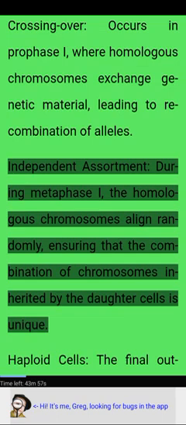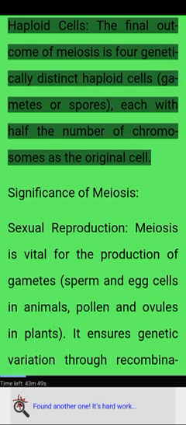Independent assortment. During metaphase I, the homologous chromosomes align randomly, ensuring that the combination of chromosomes inherited by the daughter cells is unique. Haploid cells. The final outcome of meiosis is 4 genetically distinct haploid cells, gametes or spores, each with half the number of chromosomes as the original cell.